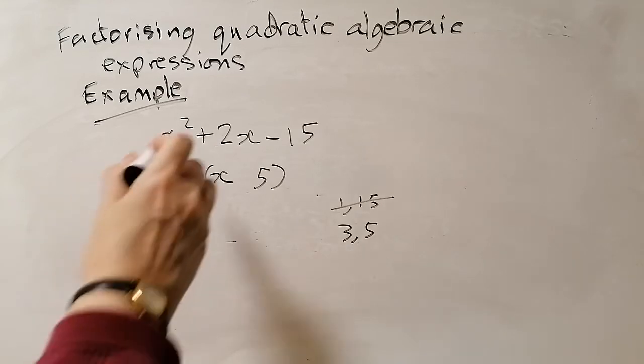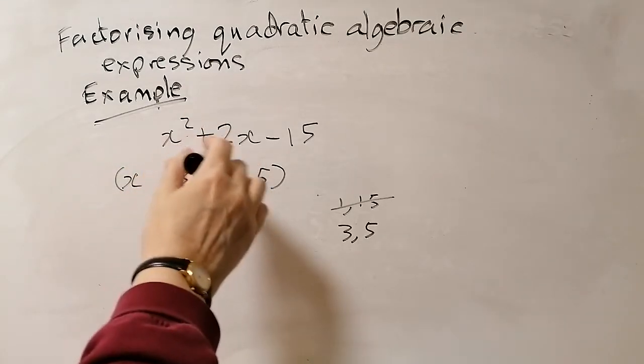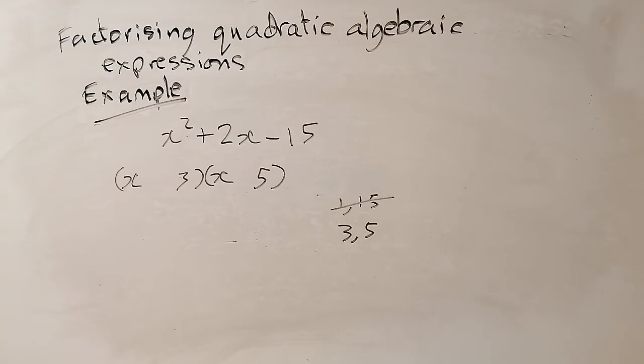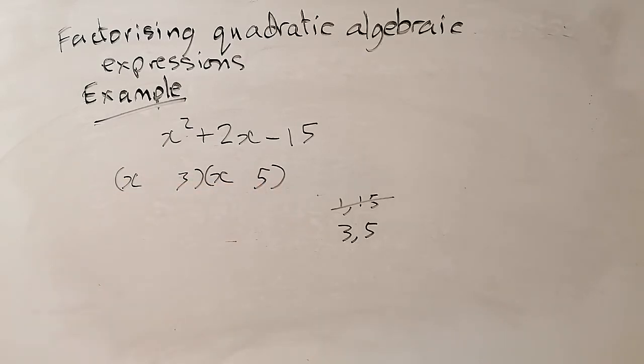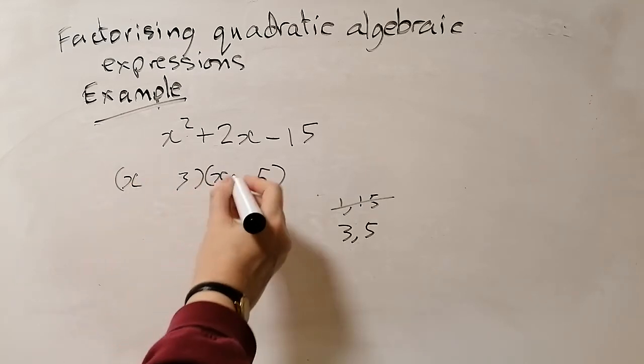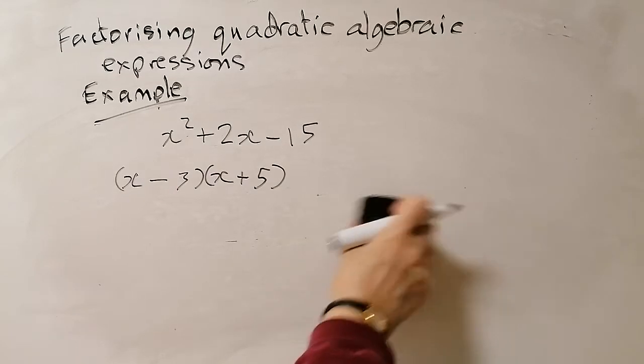Now the big clue is that this is a plus. So we've got to get 3 and 5 to equal plus 2. That means the larger of these two numbers must be the plus. Because if we take 3 from 5, we're going to get 2. That means that the 5 needs to be a plus and the 3 needs to be a minus. Let's just do a check on that.